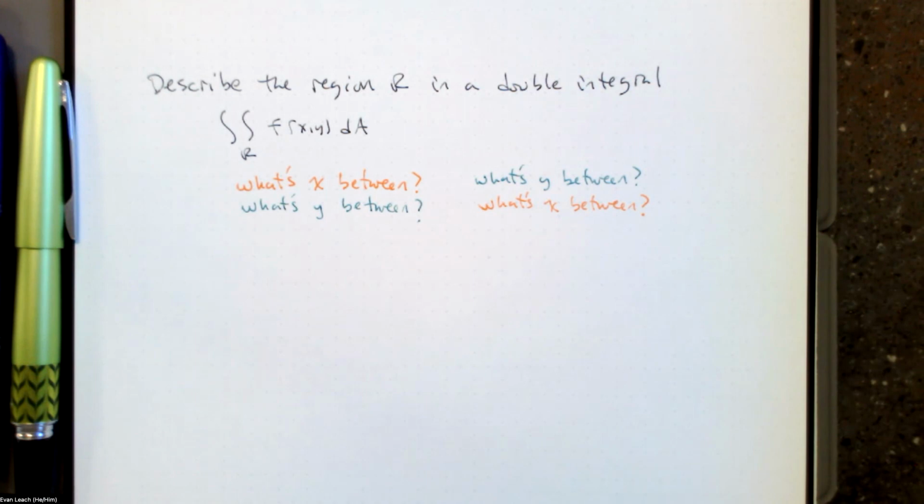The new thing, whereas in our single variable integral, what's x between was just going to be two constants. Now what's x between and what's y between, one of them will be constants and the other one will be variables.